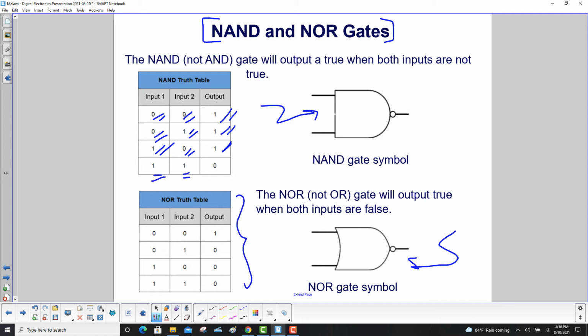And then similarly to the OR, except reversed, if you have two zeros, now we'll go to numbers, two zeros will give you a 1 as an output, a 0 and a 1 will give you a 0, a 1 and a 0 gives you a 0, and finally two 1s also give you a 0. So this is the opposite to the AND and the OR gates.